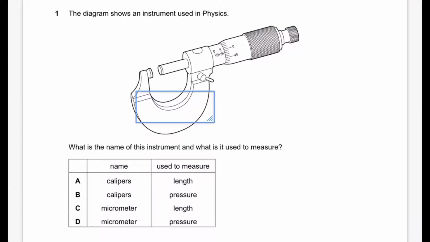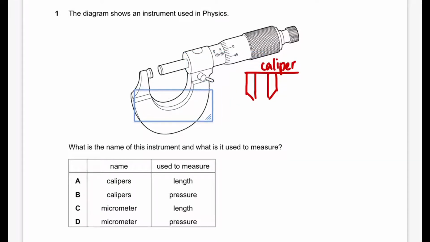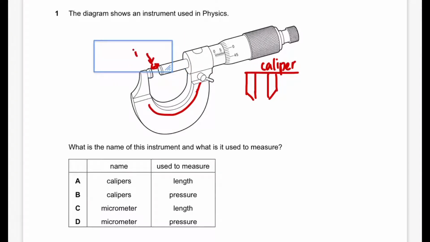caliper. A caliper will have jaws, something like this. Okay, it's not exactly accurate, but it's somewhere like this. Whereas this micrometer has this U-shaped frame over here. And to measure, you put something or this item in between this cylinder.